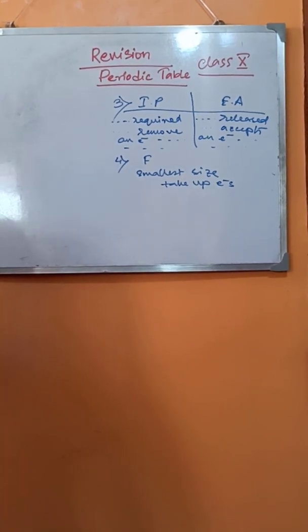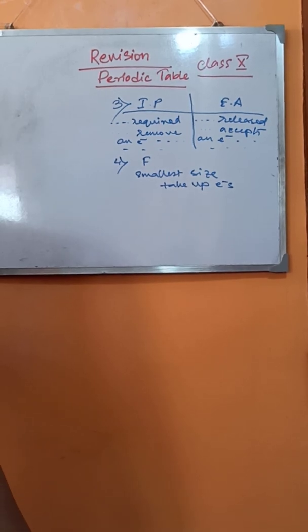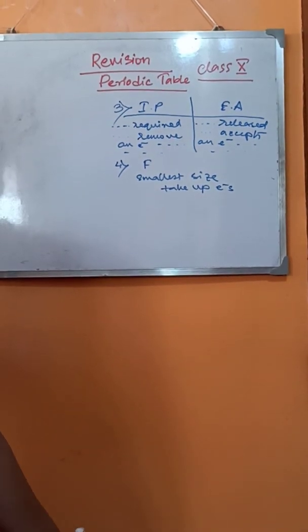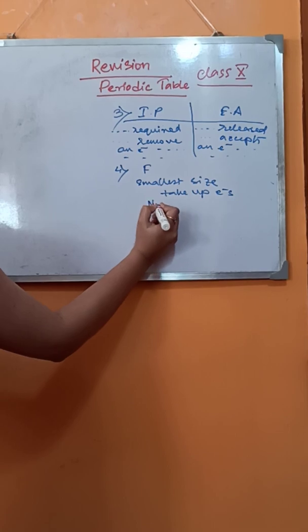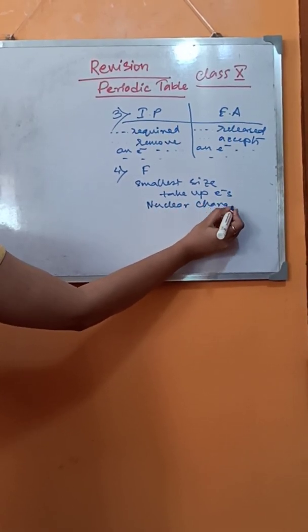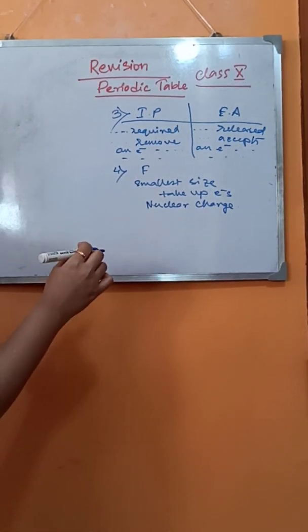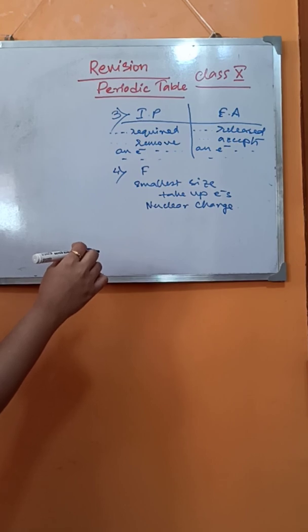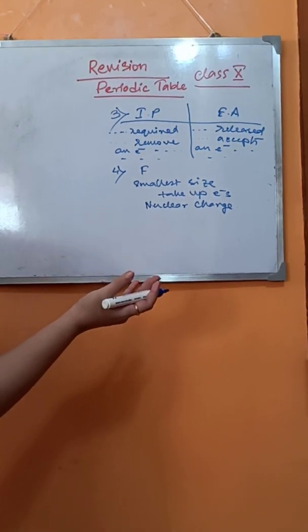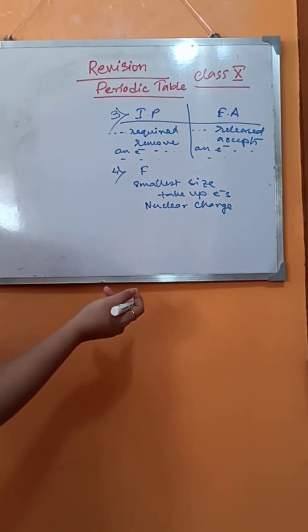Also, you can say that the nuclear charge in fluorine increases its tendency to accept electrons. We know that as we move from left to right across a period, the nuclear charge increases. So the greater nuclear charge on fluorine increases its tendency to accept electrons.